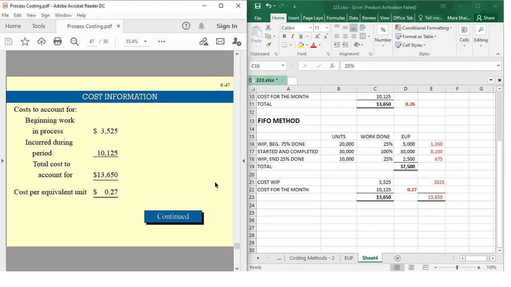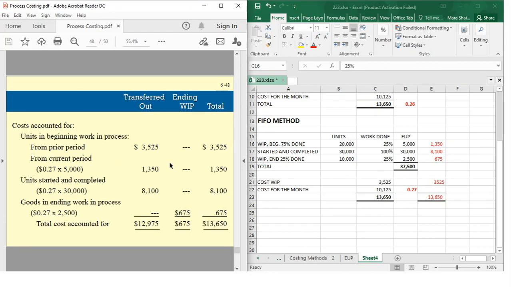And then, for the cost, again, it is your beginning or your current cost. So, you have your cost computation. Again, in getting your cost per equivalent unit, the only basis is your current cost incurred during the period.